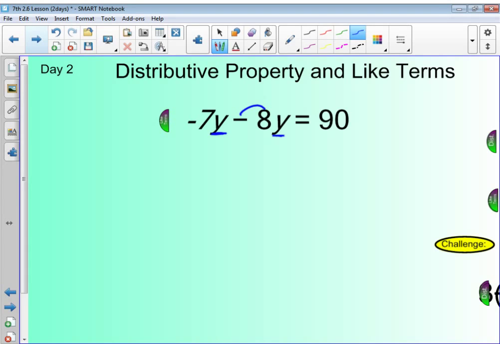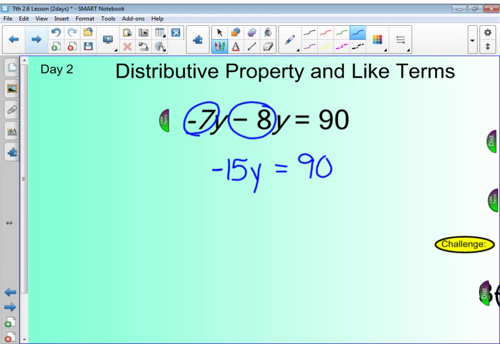So we need to think of this not as multiplication, but because there's this symbol between that y and that 8, it means that we're doing adding and subtracting combination. So I have to think of this as -7 and a -8. Those are the same symbols. I'm going to find the sum, which is 15, apply the same symbol, and then put my y. So that's what I get when I combine these two. And then equals 90. So that's our new step, is sometimes we might have to combine like terms. So now I have a -15y.